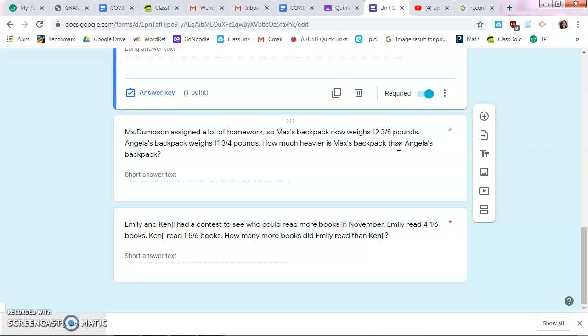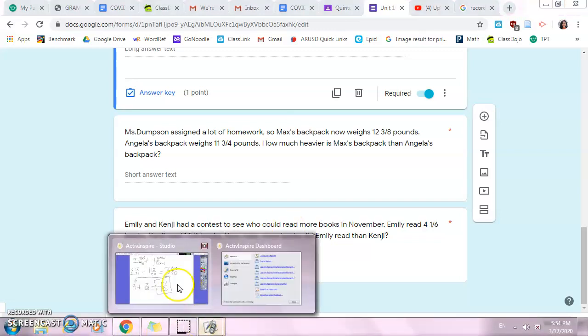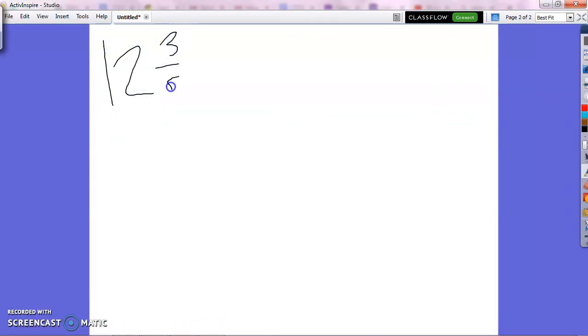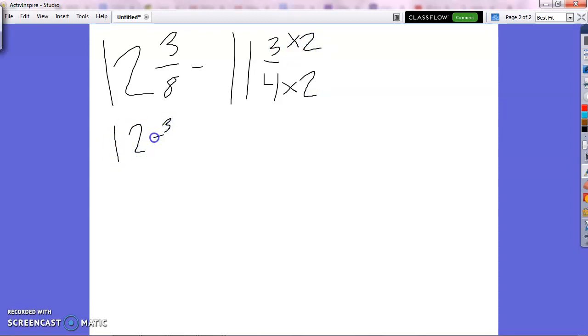So I'm going to subtract 12 and 3/8 minus 11 and 3/4. Same thing I have to do over here: change the 4 so that the least common denominator is 8, so I want that to be 8. So I'm going to multiply this by 2 and this by 2. Then I can get 11 and 6/8.